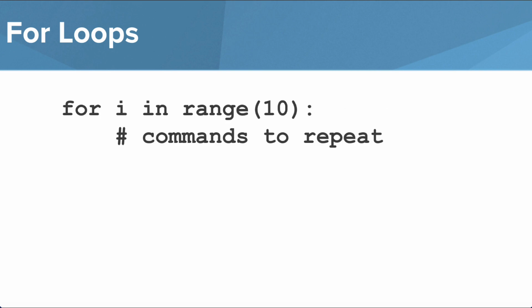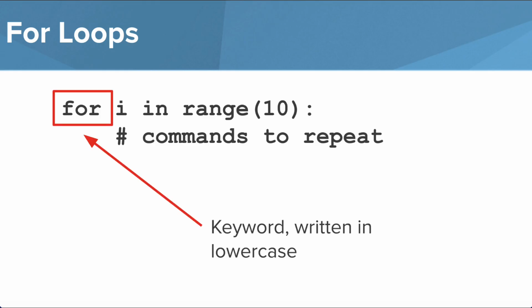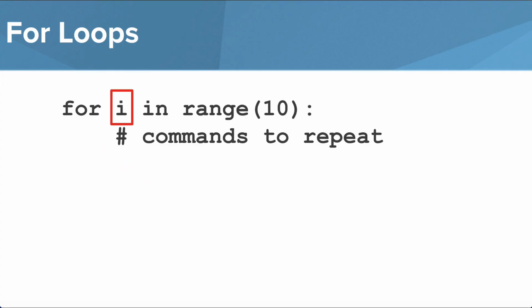To write a for loop in Python, we use this syntax. Let's explain this a bit. First, we need to start with the keyword for written in lowercase letters. Next, we declare the variable that will count through our for loop iterations by simply writing the name of the variable we want to use. Usually, we use i as the variable name, but anything can be used.